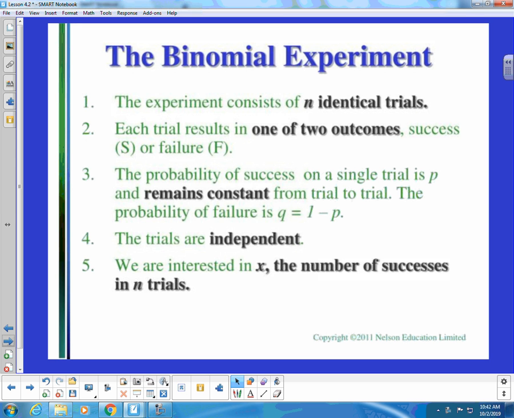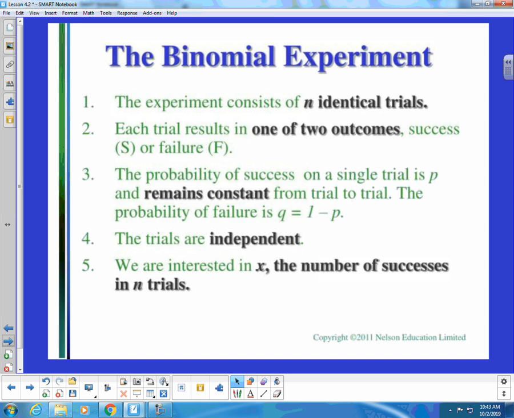Okay? So the probability of success has to be the same for every trial. They're going to call that the P value, the probability of success. It remains constant. So these are independent events. The probability of the first happening does not affect the next trial. The probability of failure is just going to be the complement, 1 minus P. And in the formulas, you're going to see that as a Q. And X is the number of successes in N number of trials.